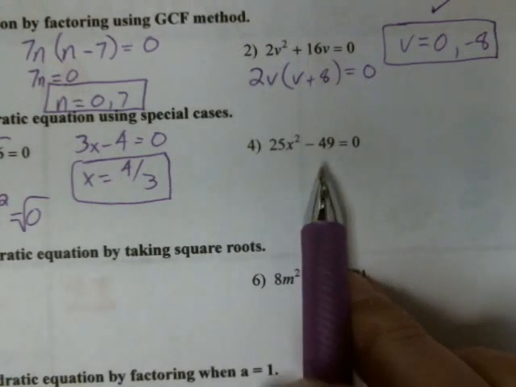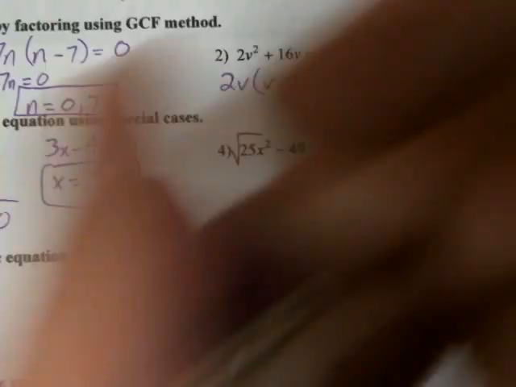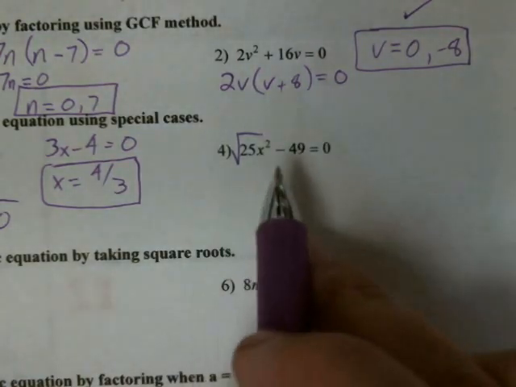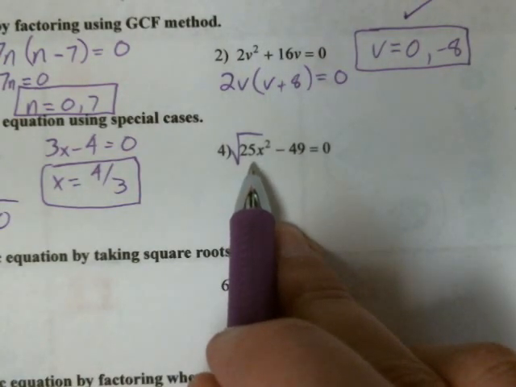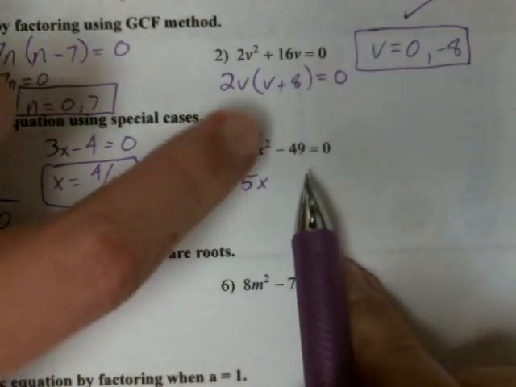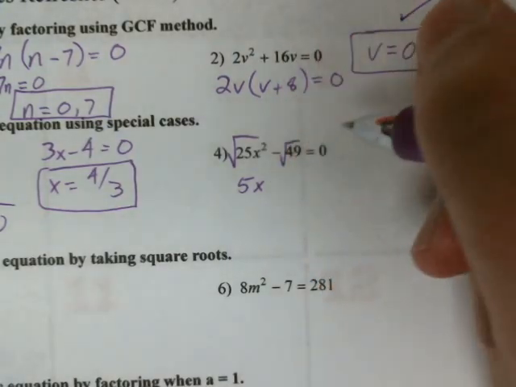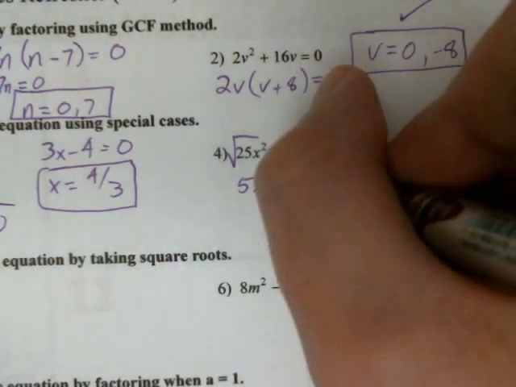All right, number 4 is the second type of special case, which is a difference of squares. So it's going to be similar, but this is only when I have two terms. I want to see, can I take the square root of the first term? Yes, I can. That's 5x. Now, when I only have two terms, I don't care about that sign. I just want to see, can I take the square root of that number? The square root of 49 is 7.